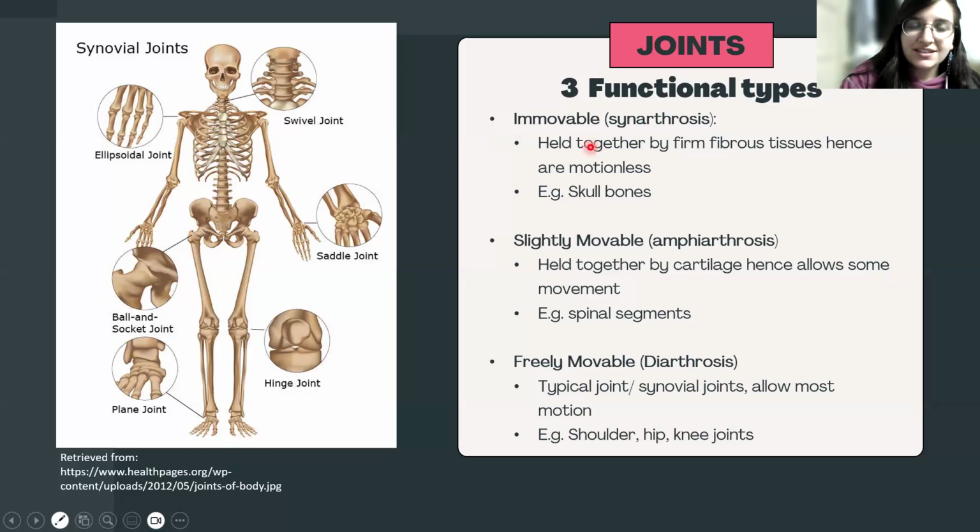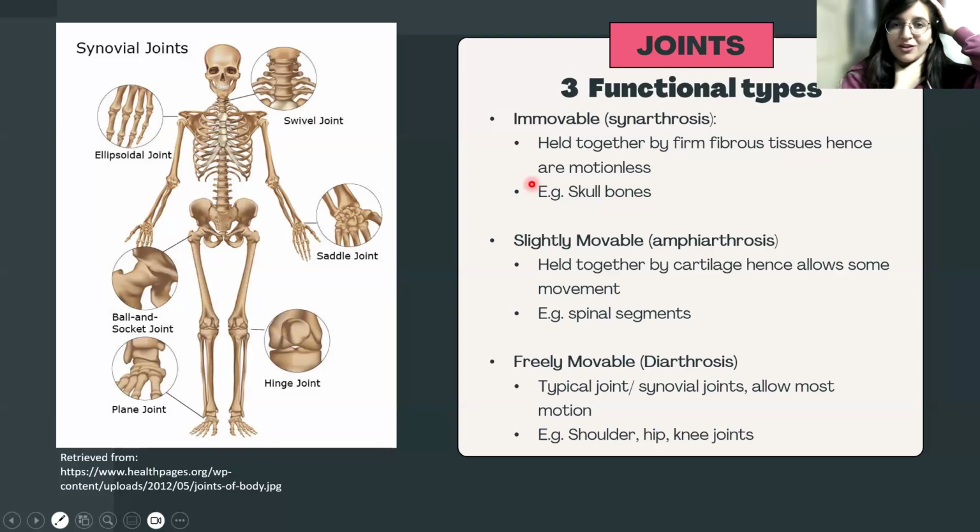So you have joints that don't move, like the immovable joints. Okay, and these joints are held together by firm fibrous tissues. Because they're firm and fibrous, there's not much flexibility. There is no flexibility for that bone to move. For example, the skull bone. Skull bone can't really move now, can it? Can you make your skull bend, the skull itself? No, right? You can't twist the skull itself. It's fixed, it's motionless.